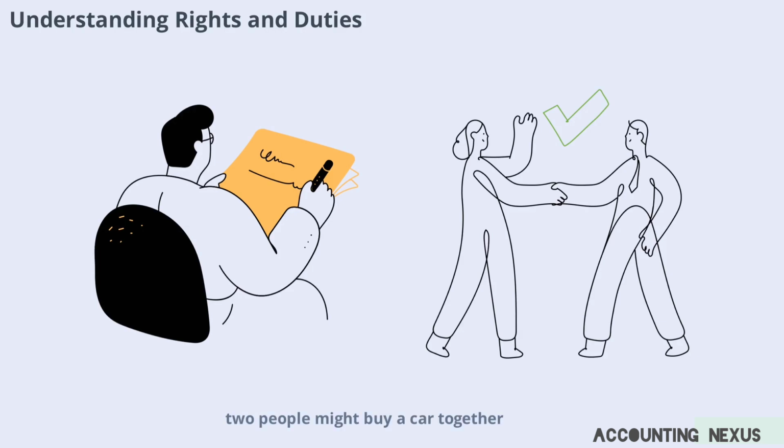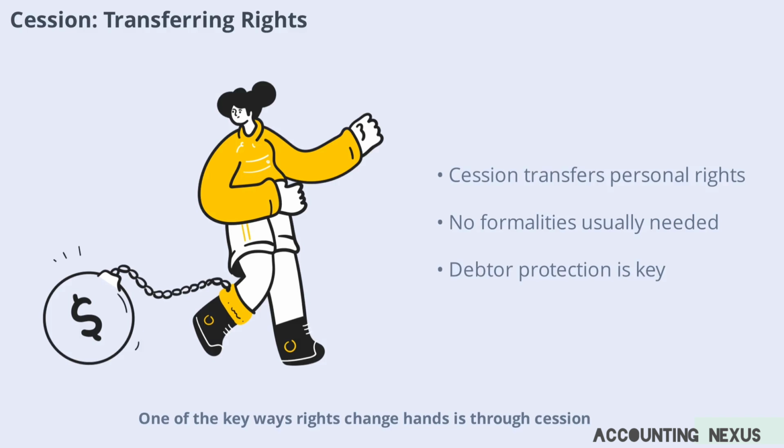Sometimes more than two people are involved in a contract, leading to co-debtors or co-creditors. For example, two people might buy a car together, or one person might owe money to several creditors. The way these rights and duties are divided depends on the intentions of the parties and the nature of the contract. Throughout this video, we'll explore how these rights can be transferred, varied, or terminated by agreement, and what legal principles guide these changes. One of the key ways rights change hands is through cession.